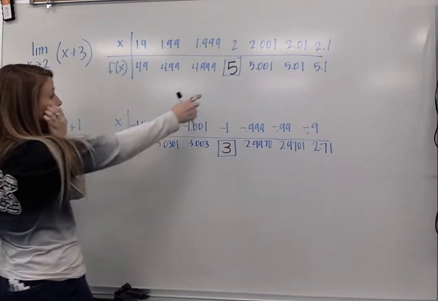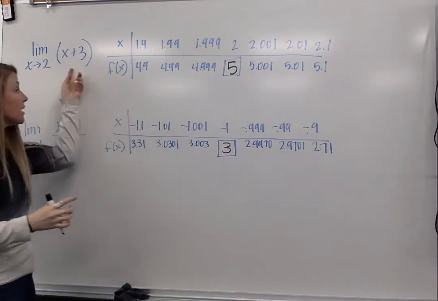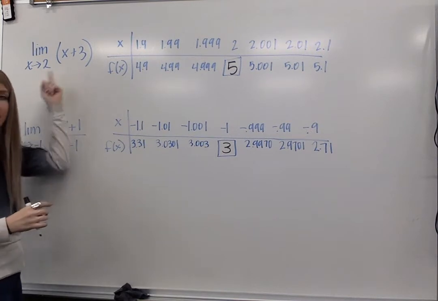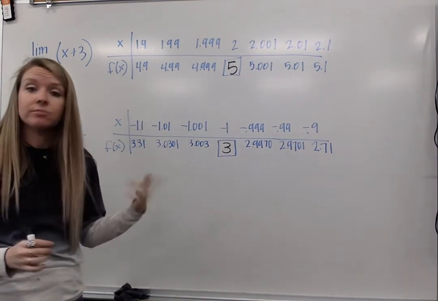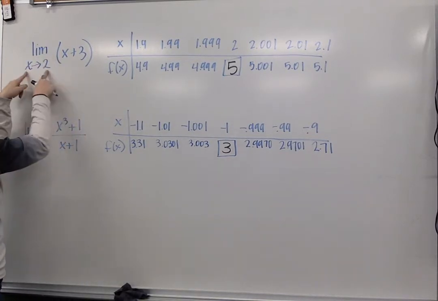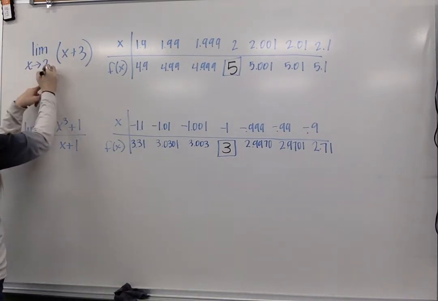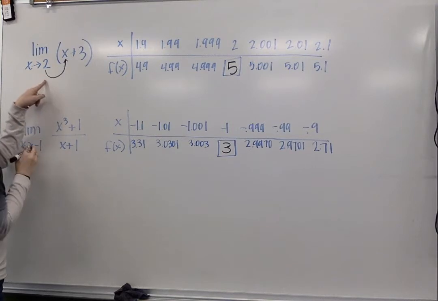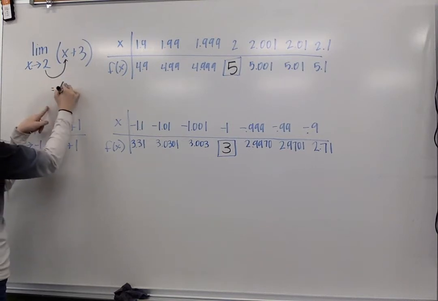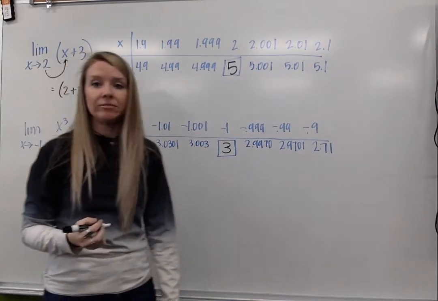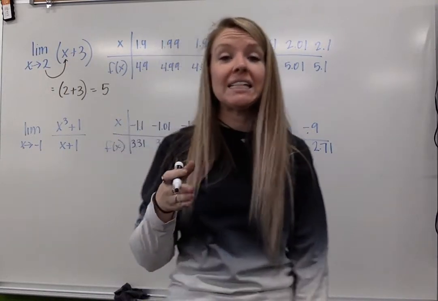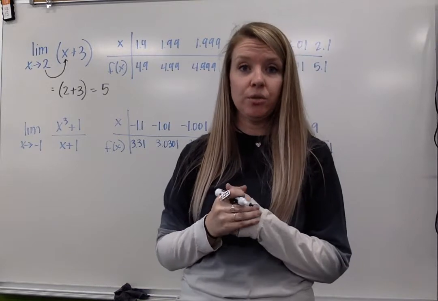Okay? So if my limit equals 5, if I look at my original problem, is there a quick way to see the limit equaling 5? Well, the limit as x approaches 2 of x plus 3, what happens if I just substitute that 2 in here? Well, 2 plus 3 equals 5. The limit equals 5, and I can see that just by substituting the 2 in.